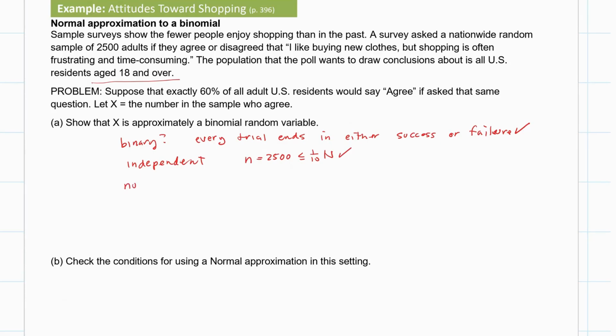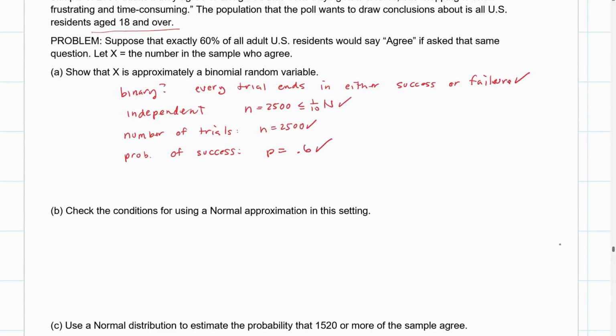Do we have a set number of trials? Well, our set number of trials is the same as our sample size, and again, n is 2,500. We meet that criteria. Is the probability of success the same on each trial? Well, P is equal to 0.6. We're going to say yes. We're going to say that it's approximately a binomial random variable.